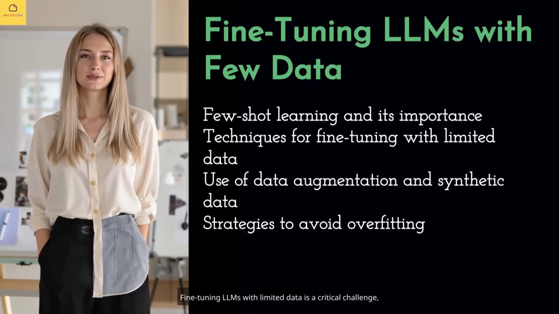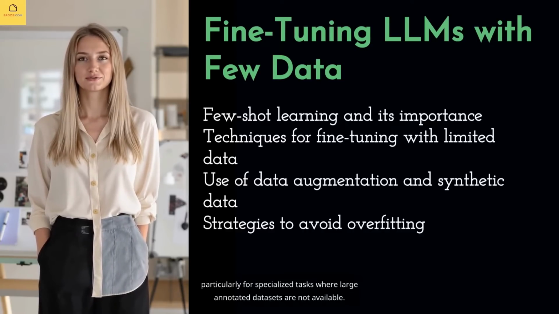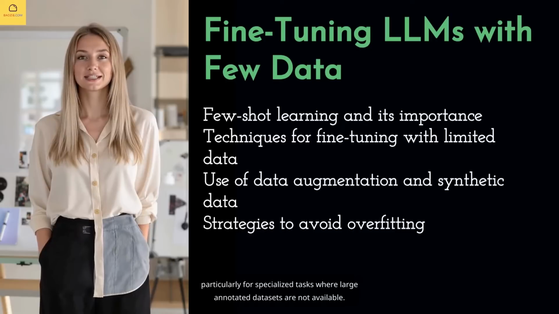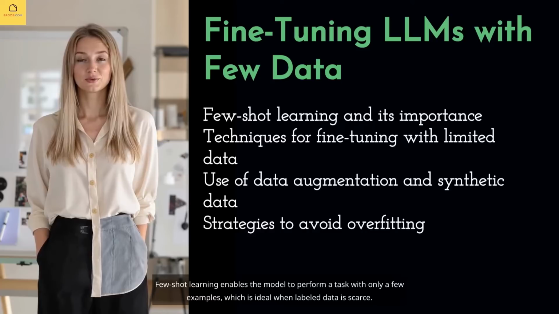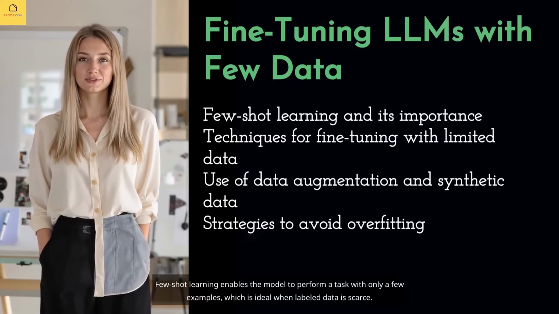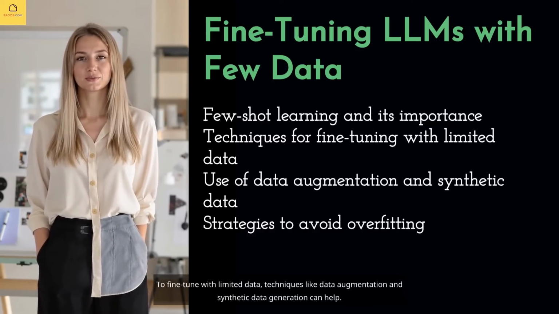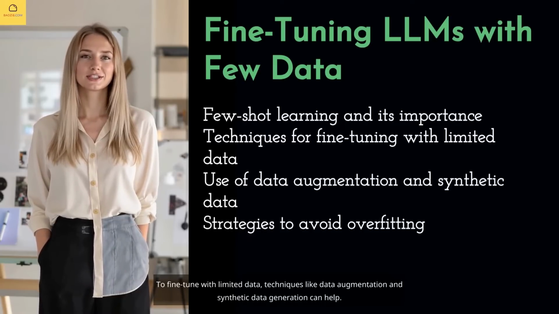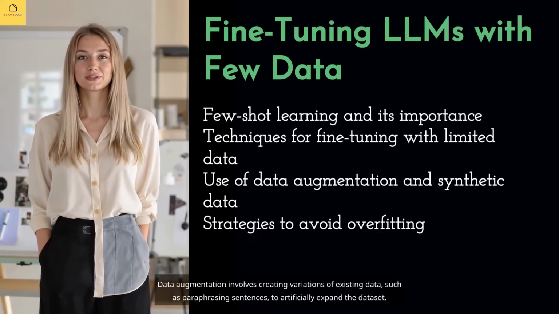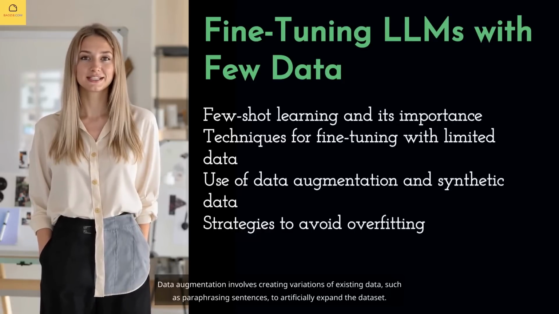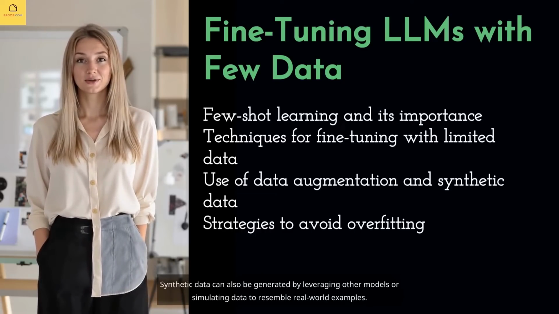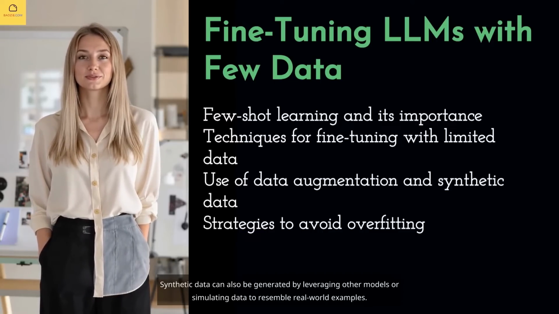Fine-tuning LLMs with limited data is a critical challenge, particularly for specialized tasks where large annotated datasets are not available. Few-shot learning enables the model to perform a task with only a few examples, which is ideal when labeled data is scarce. To fine-tune with limited data, techniques like data augmentation and synthetic data generation can help. Data augmentation involves creating variations of existing data, such as paraphrasing sentences, to artificially expand the dataset. Synthetic data can also be generated by leveraging other models or simulating data to resemble real-world examples.